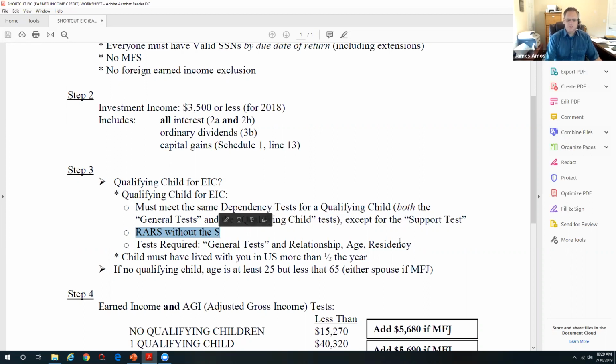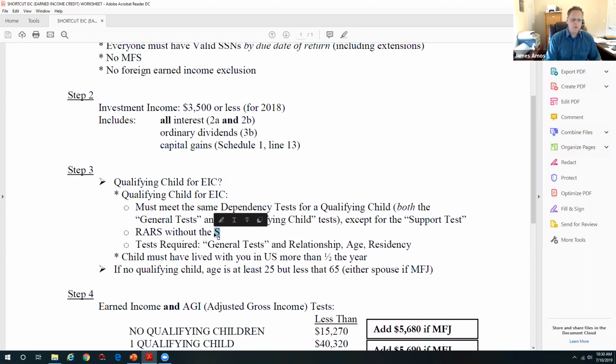Okay, and this is just another way to look at the same thing. Tests required are the general tests plus the relationship, age, and residency. Is it a requirement that that child be a dependent on your tax return? Is that one of the requirements for a qualifying child for EIC? No, it's not. They're the exact same tests except for the S.